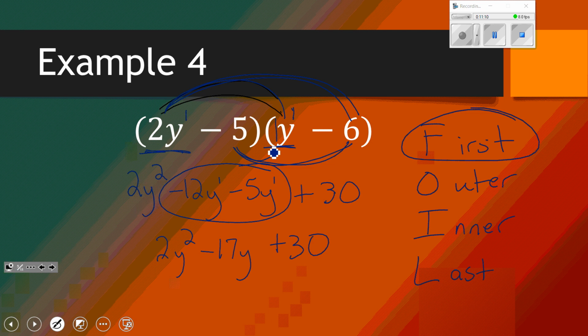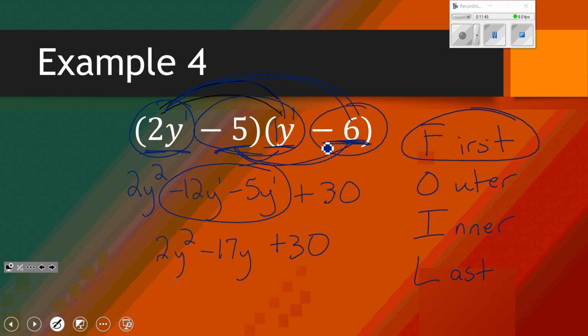2y times y. First times first. Then what did we multiply after that? We did 2y times -6. That is your outers, two numbers, the outsides. You with me? Then what did we do next? Then we went to the negative 5 and did the negative 5 times the y. That's the inner. And then you did your last. We did negative 5 times negative 6, which is the last term in this binomial times the last term there.